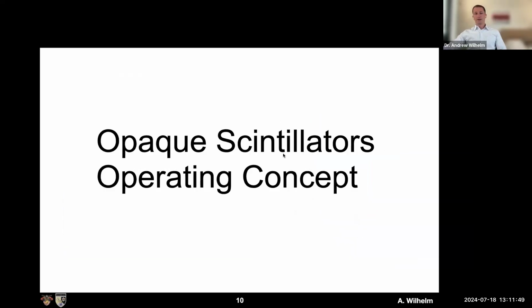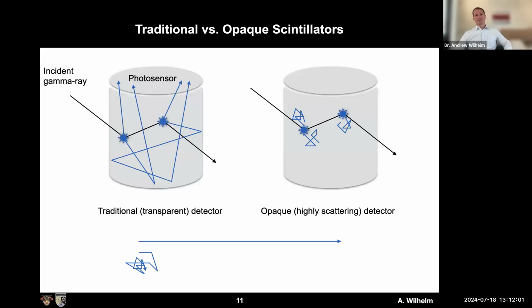Okay, so now that we understand how traditional scintillators achieve event topological reconstruction, I'm going to start describing opaque scintillators and how they're different and what their operating concept is. Once again, here in the upper left, we have a traditional transparent scintillator with the photosensor at a boundary. We have an incident gamma ray that scatters 2 times and then escapes, and all the light generated from that event is collected efficiently at that photosensor.